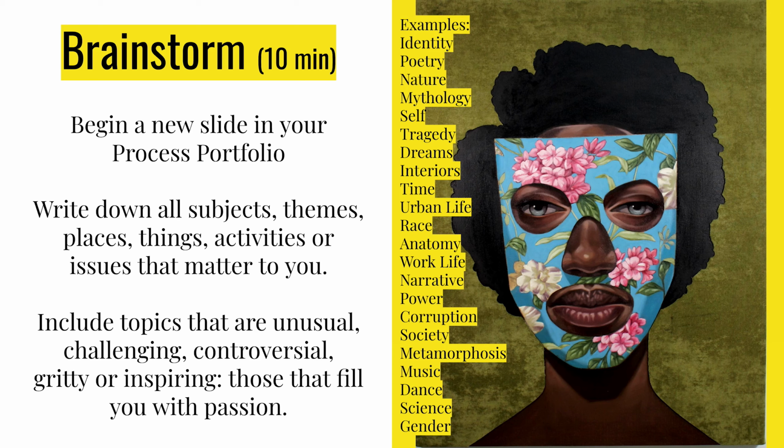So what I want you to do now is pause the video, go create your slideshow in Google Slides, title it Process Portfolio, and in that first slide, create your list. And remember, this is just a brain dump. You are just dumping out onto that slide everything that matters to you, everything that interests you, everything you've ever had a question about or thought about for more than 2 seconds. Just dump it out on that slide.